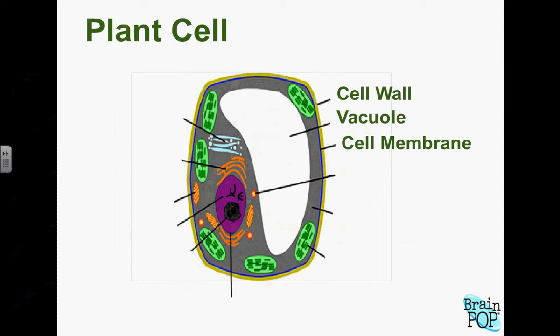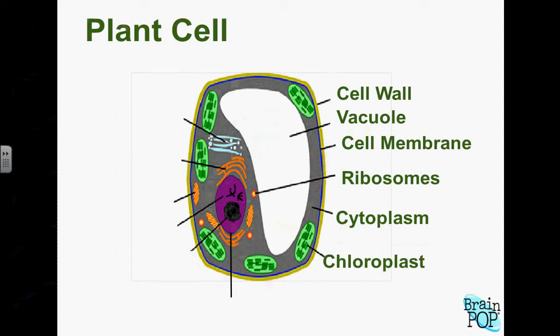How about this tiny little dot? Ashley? That's a ribosome. How about the gray area? Jonathan? Cytoplasm. Jonathan, you know this? The green one is the mitochondria. No. Not mitochondria. They look a little bit similar. Veronica? Chloroplast. They make the plant cell green. Photosynthesis happens there. All right.